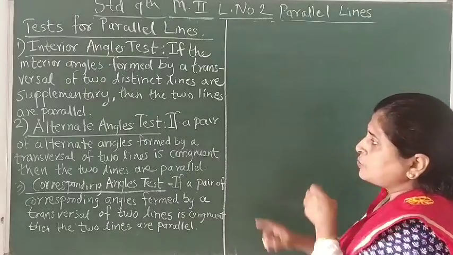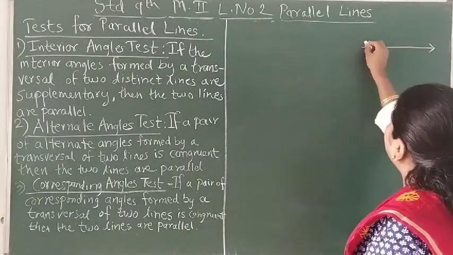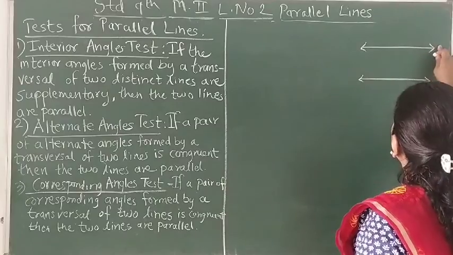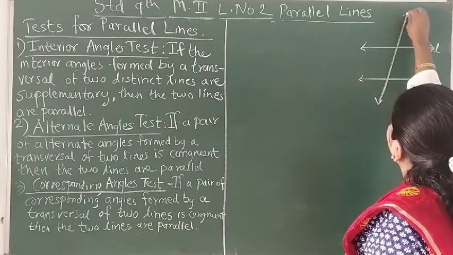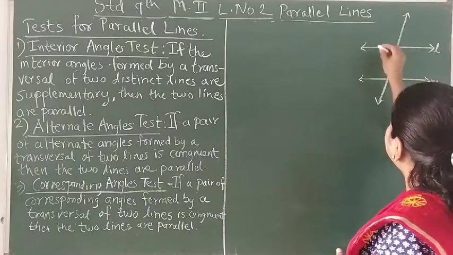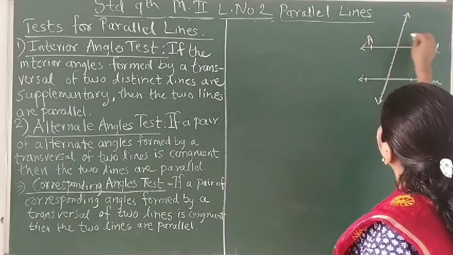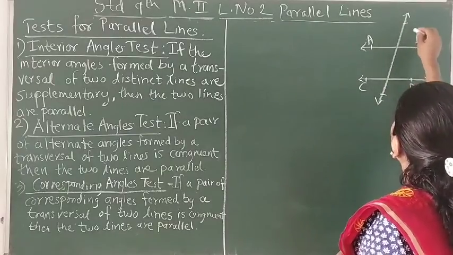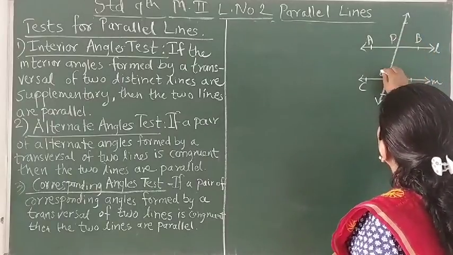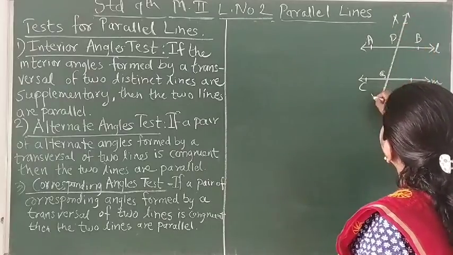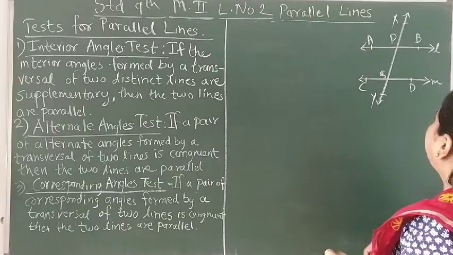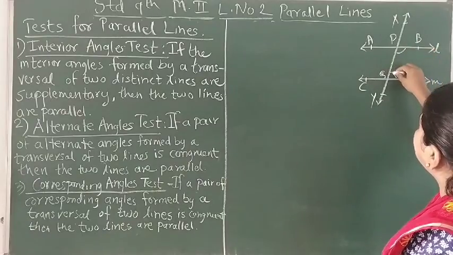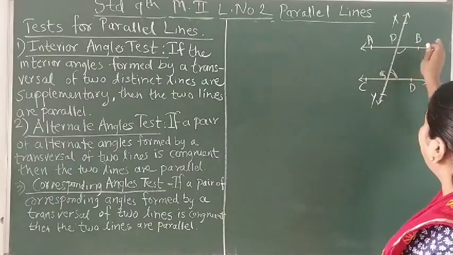Now to prove this, we have to draw a figure of two lines. Let's take the points on the lines as A, B, C, D, and let XY be their transversal, intersecting at points P and Q. Suppose this is the first angle and this is the other angle. If these are supplementary, we have to prove the two lines are parallel.